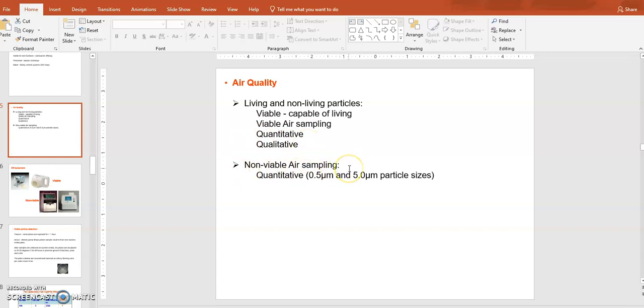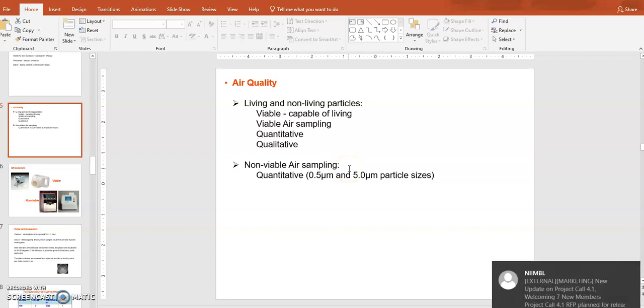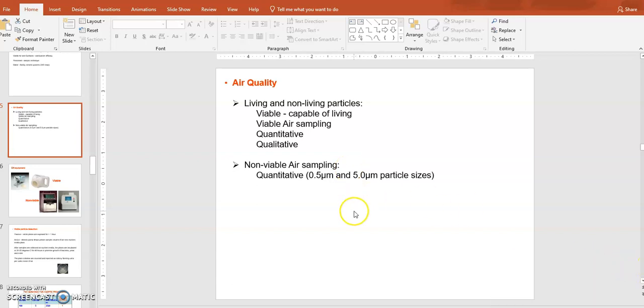Non-viable air sampling. If you have particles in your air, there may be some non-viable particles in there, such as fibers or human hair, those kinds of things. You also need to measure those. Particle sizes like 0.5 or 5 micron should be measured. So there are devices that can measure those.